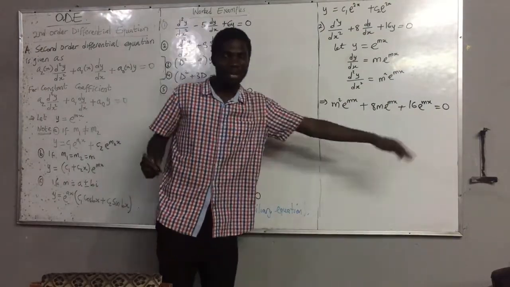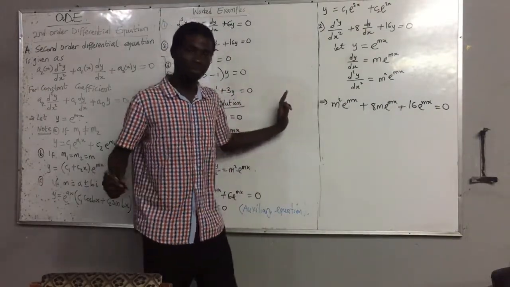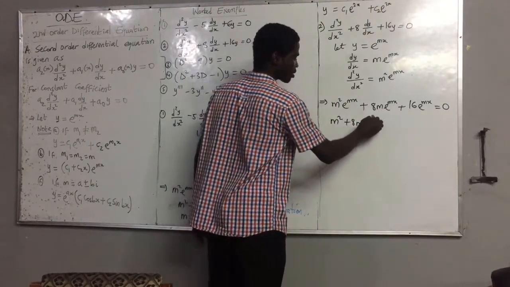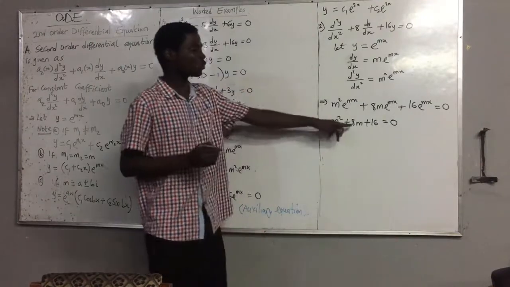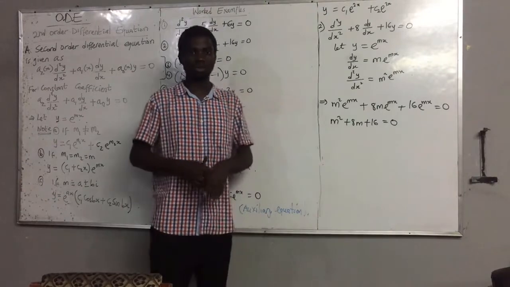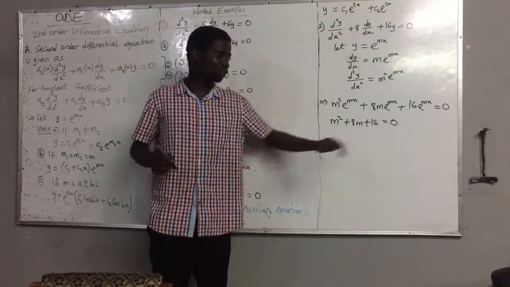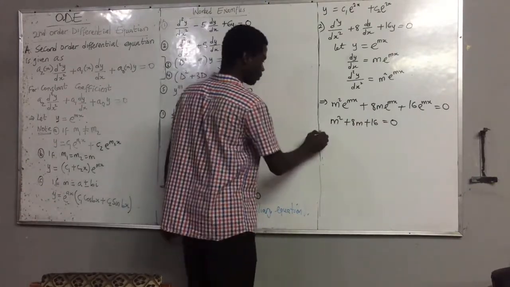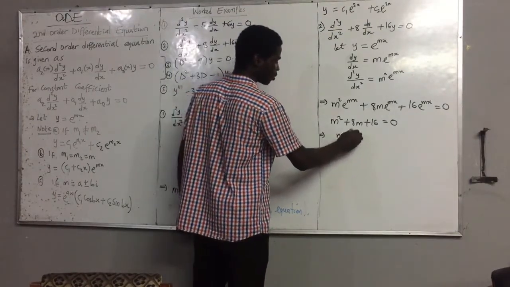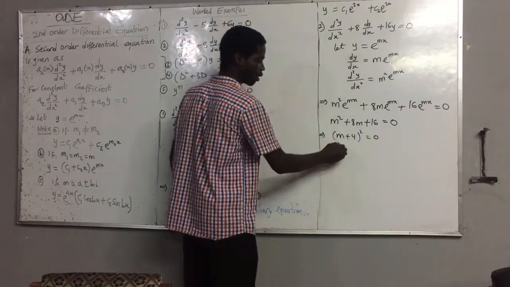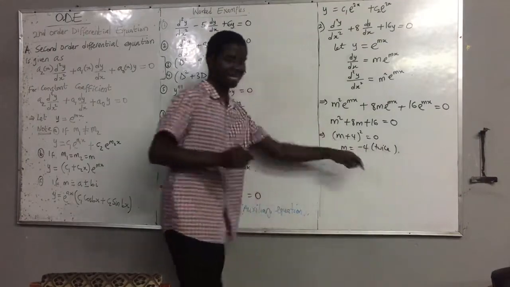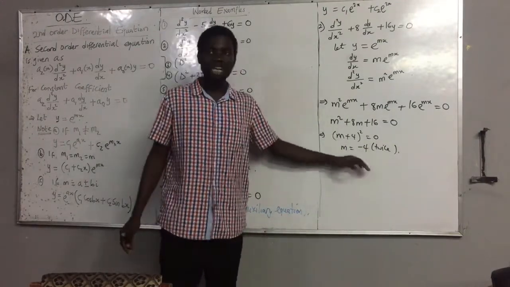Divide through by e raised to power ms. When you divide through by e raised to power ms, you have m squared plus 8m plus 16 equal to 0. So this m squared plus 8m plus 16 equal to 0 is what we call the auxiliary equation. You solve this, you have what? m plus 4 all squared equals 0. So m equals minus 4 twice. Do you understand?